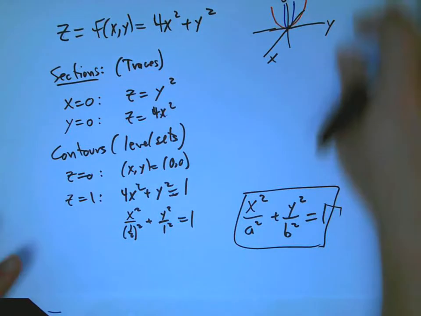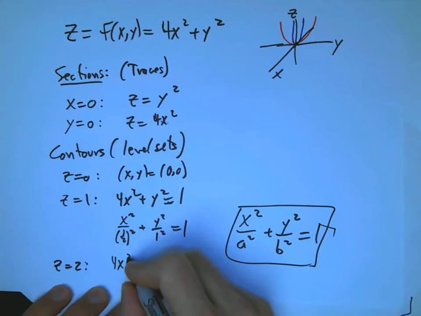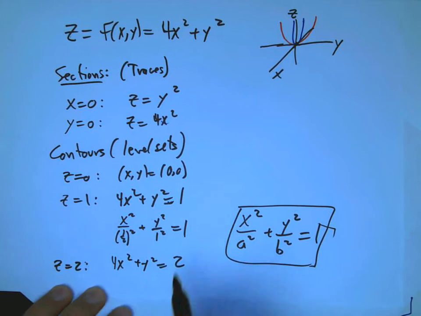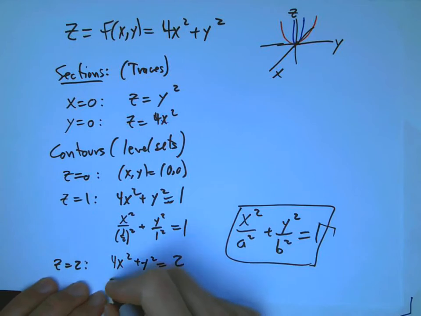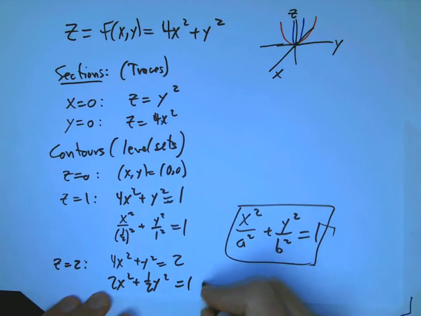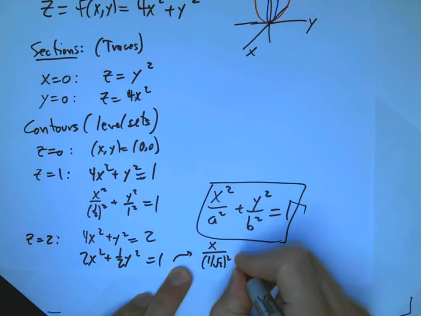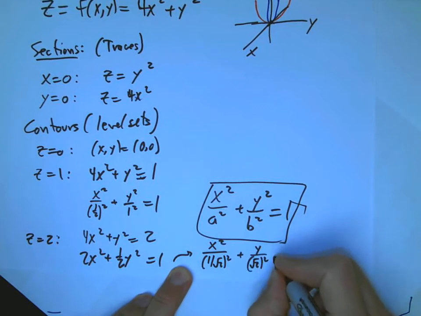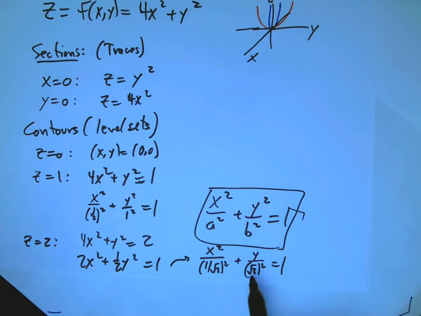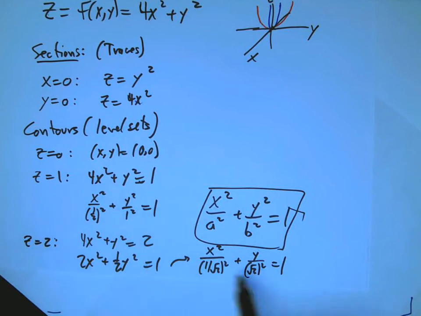And then if z equals 2, 4x squared plus y squared equals 2. Now remember, to put it in standard form, it's really important that the right side is a 1, not just some number. You have to make that a 1 first. So it's 2x squared plus 1 half y squared equals 1. So you get x squared over 1 over root 2 squared plus y squared over root 2 squared equals 1. The root 2 to 1 over root 2 ratio is still the 2 to 1 ratio that we had here, but it's just root 2 times bigger.